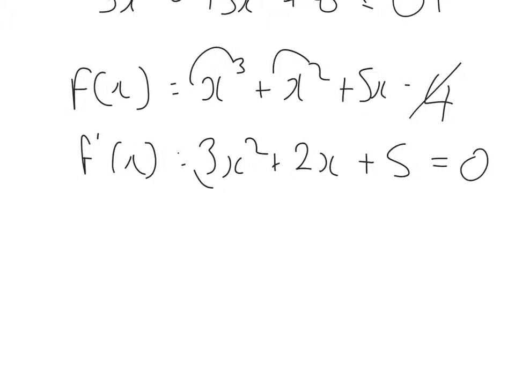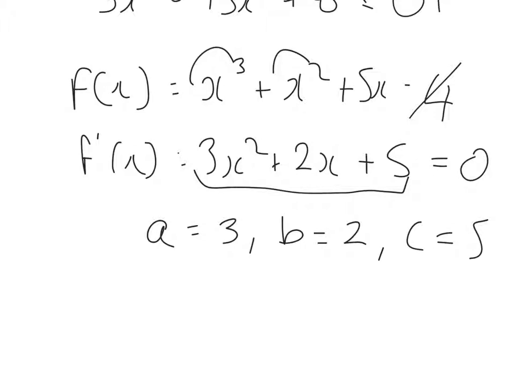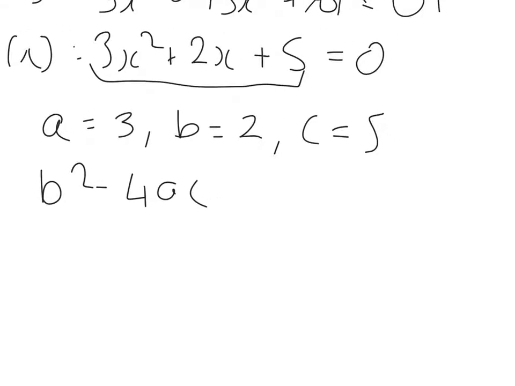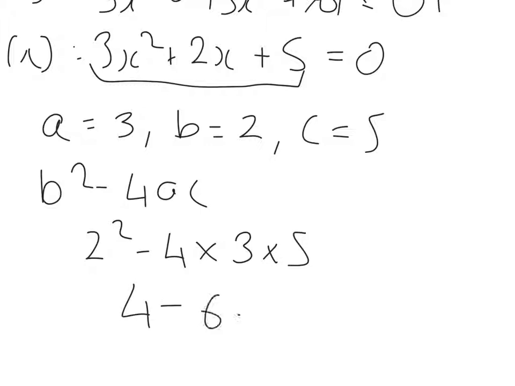So if I get no answers out of this, then that would suggest that I don't have any stationary points, and the discriminant will give me the answer to that. So a is equal to 3, b is equal to 2, c is equal to 5, b squared minus 4ac. So if I get a result that's less than 0, that would suggest that there are no stationary points. So 2 squared minus 4 times 3 times 5, that's 4 minus 60. So d is equal to minus 56.